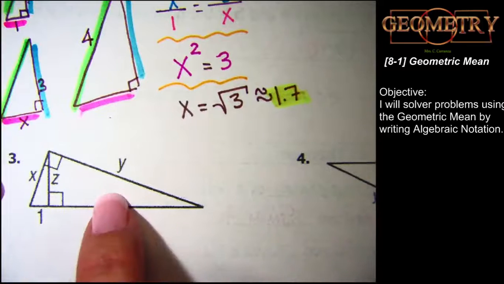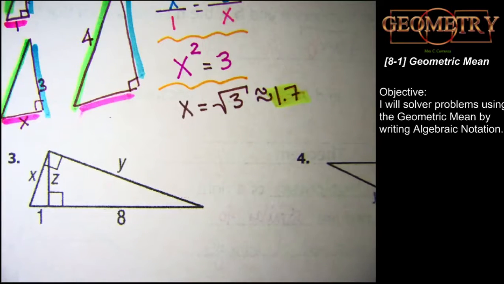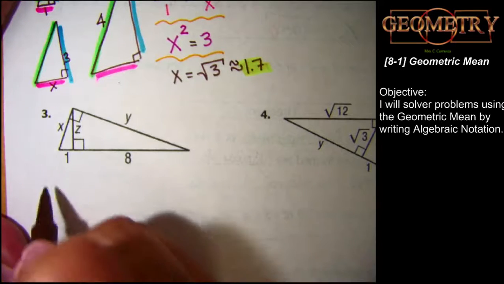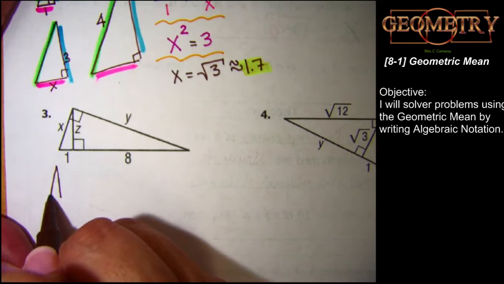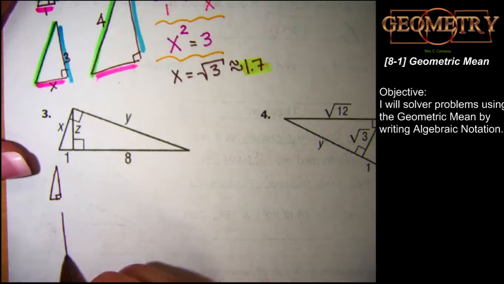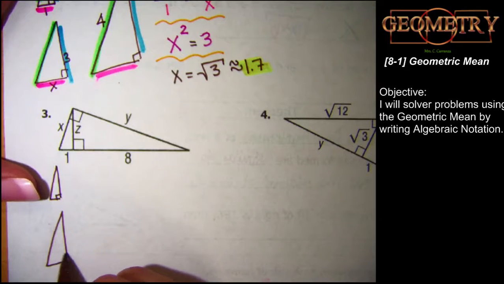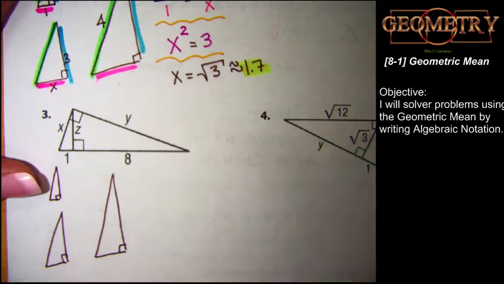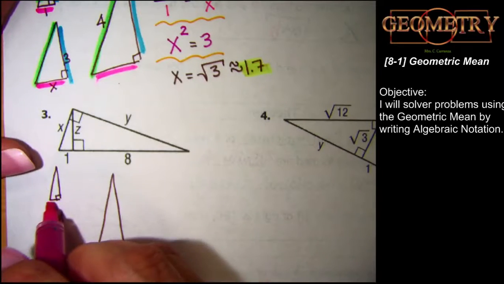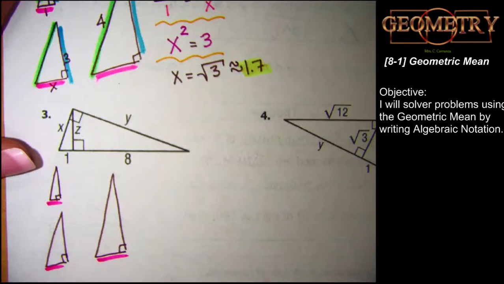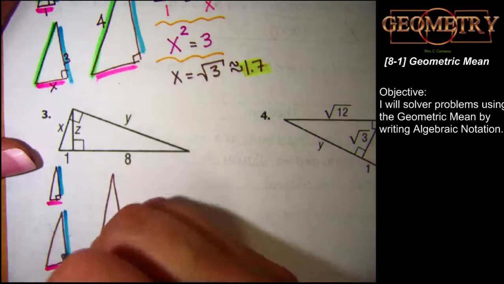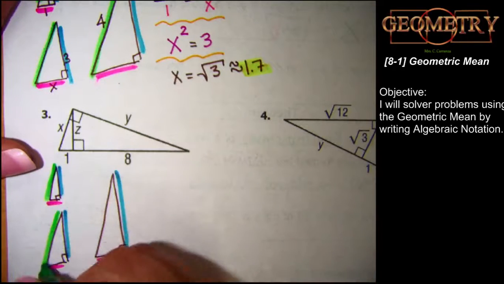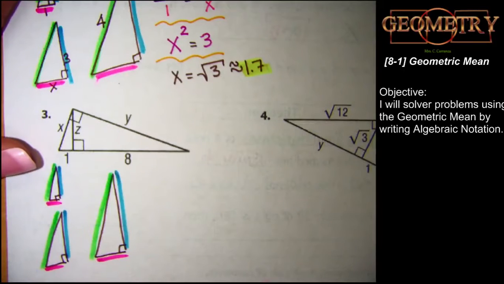I'm going to do the setup here on number 3. Okay, let me zoom out. All right, number 3. Here's our baby triangle. Here's our mama triangle. Here's our papa triangle. I'm going to use the short sides in pink. I'm going to use the medium sides in blue. And the hypotenuse in my favorite color, green.